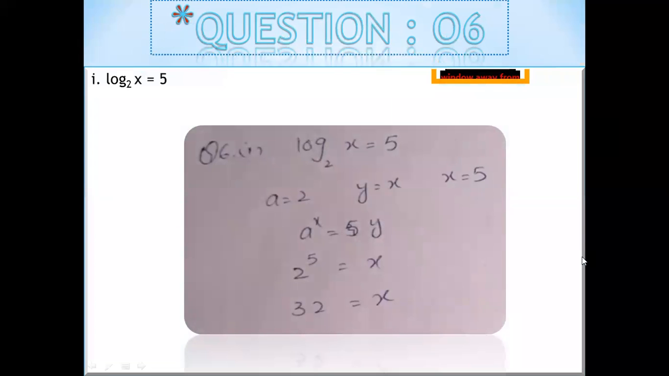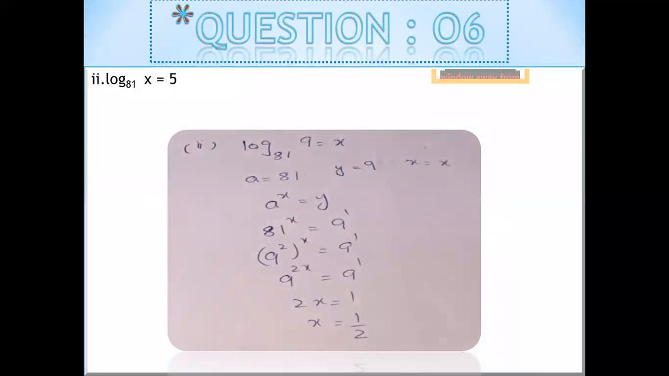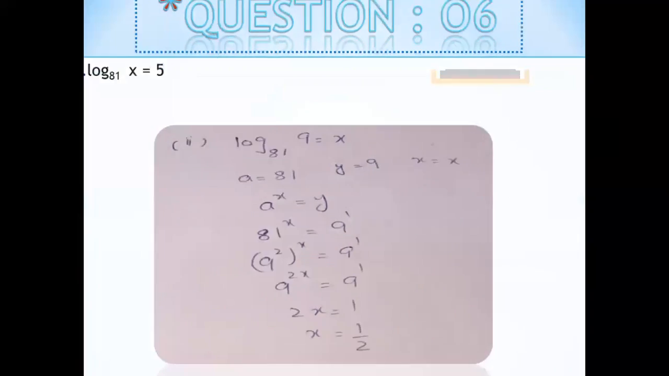All the parts of question 6 are on the same pattern. Because question 5 is a little bit difficult, that is why I explained this one to you.